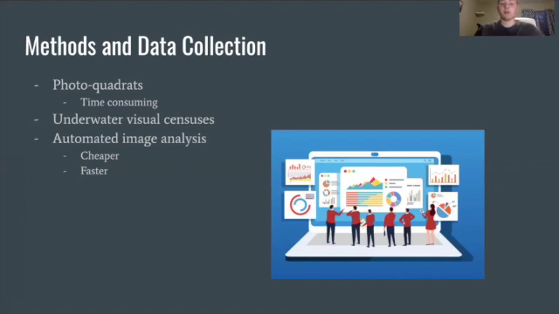will analyze those at a later time and see how they've changed over time. There's also an underwater visual census that is done by divers that have to dive, and they basically count the fish that they see. Then there is automated image analysis. And so that has been proven to be at least 200 times faster than the other two methods, and at a fraction of the price, while also being 94 to 97% accurate.